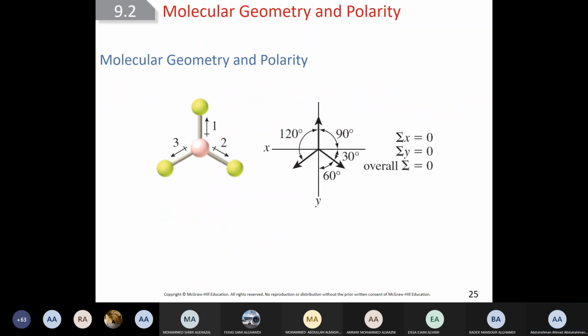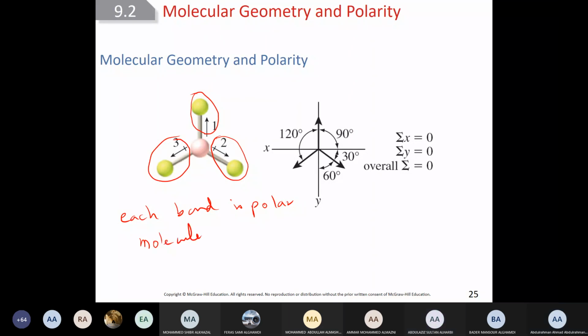Also here, each bond is what? Polar. But the whole molecule is non-polar. Why? Because they cancel each other. Which are the molecules that we're going to see that they cancel each other?